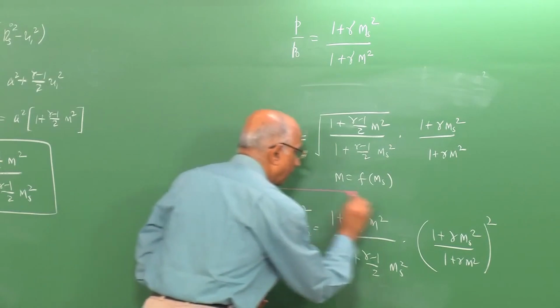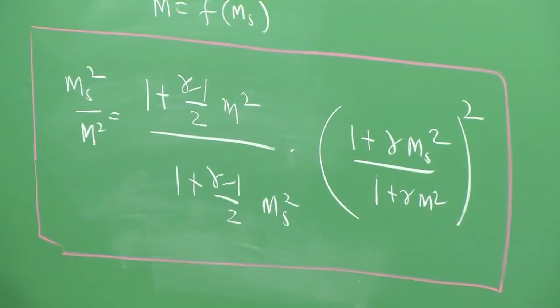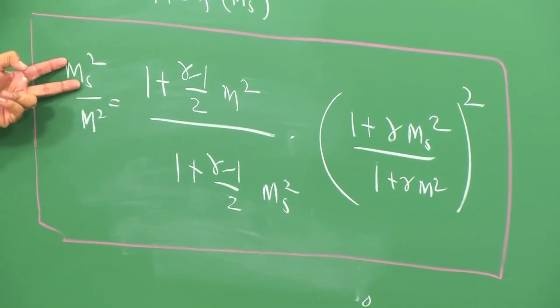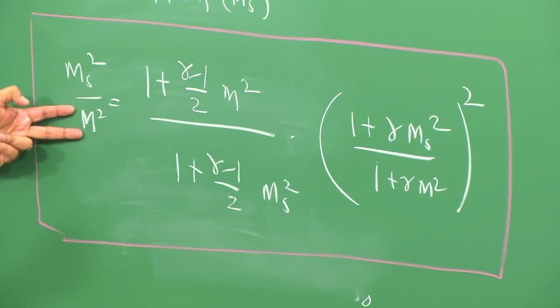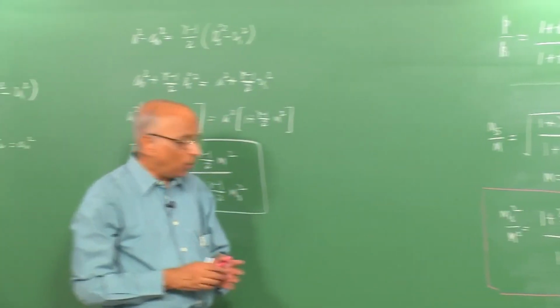This is my final expression which I get. Now, this equation must be useful for me to be able to predict the value of M as a function of Ms. Mind you, Ms is known, because for a particular shock velocity I want to get the value of the Mach number behind it. Therefore, I can find out M. But how do I solve this equation? We first note the following.